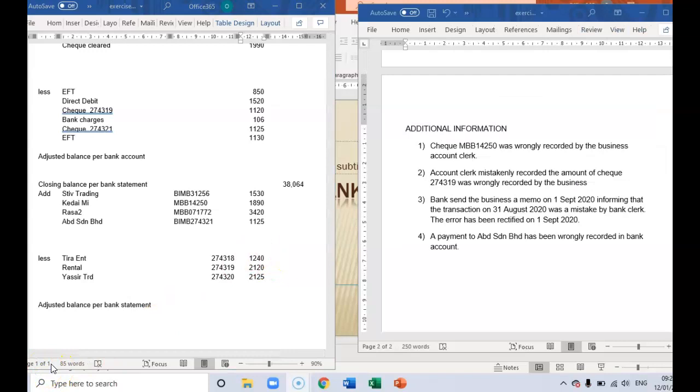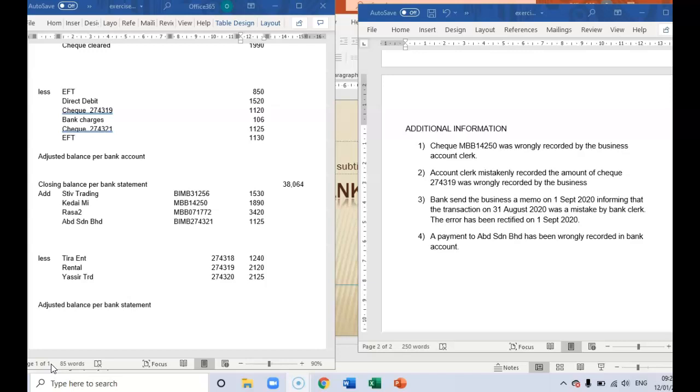Okay, let's say we have additional informations given to us. The first additional information saying that the check 14250 was wrongly recorded by business club. Okay, to correct the error, the first question you need to ask, who made the mistake? Whether the bank made a mistake in the bank statement or the business who made the mistakes in the bank account. So that is the first question.